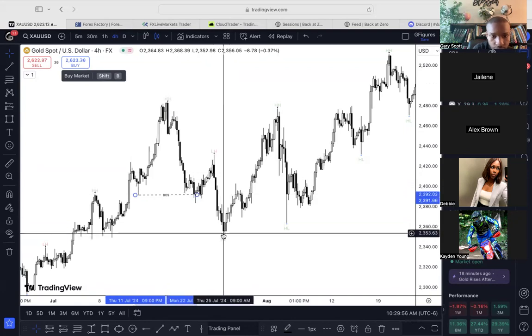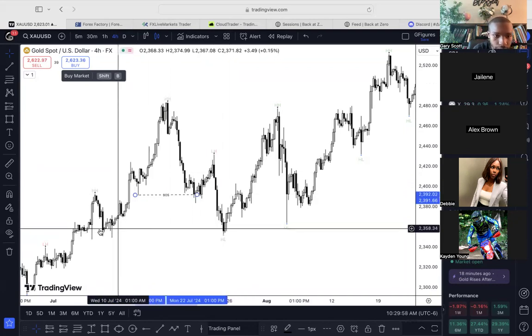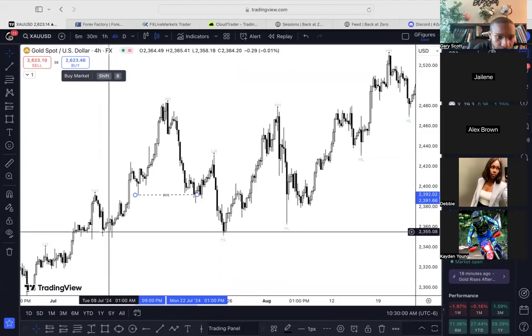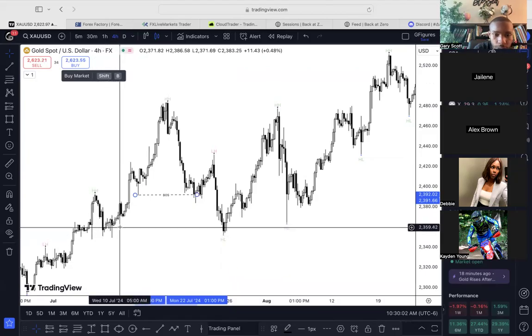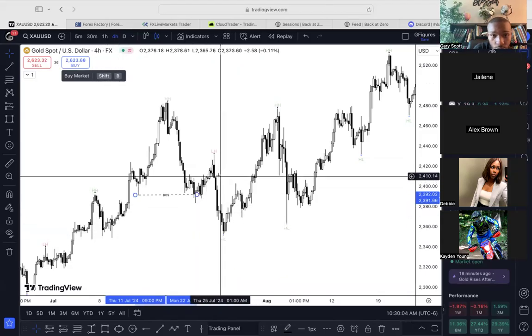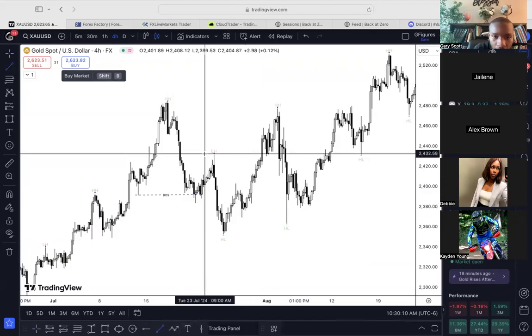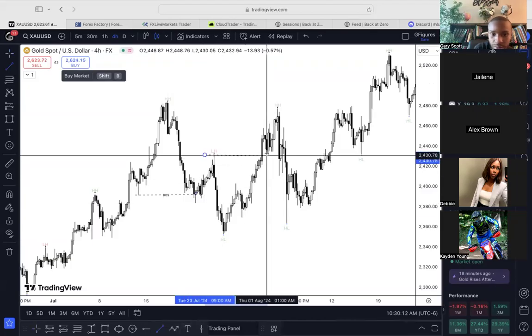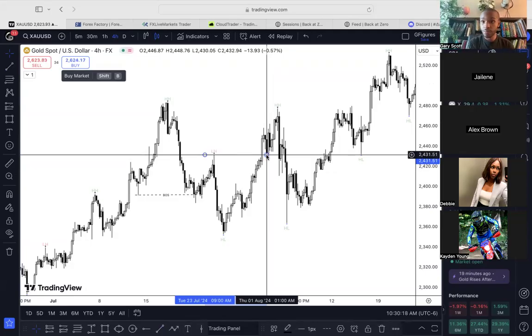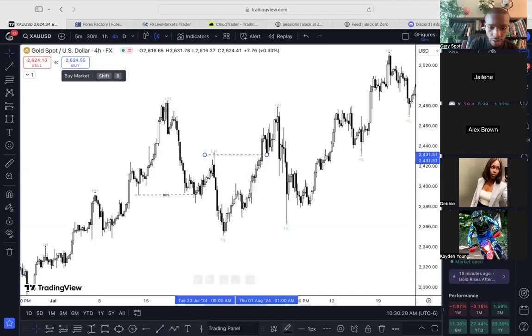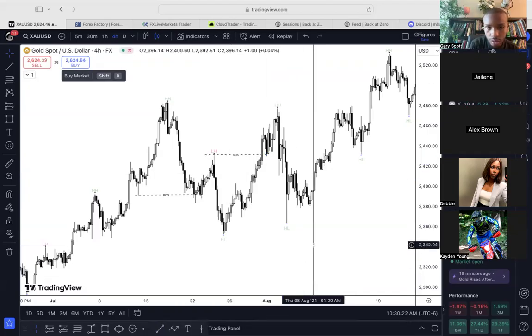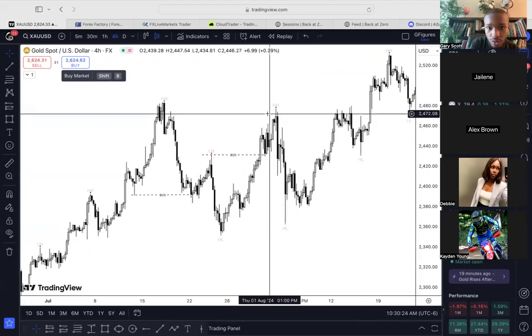Price drops to the downside, but ultimately it does not take out this previous higher low. What it ended up doing is transitioning and taking out a lower high. So the moment that price takes out a lower high, that is grounds for us to be looking to take buy entries. Okay, so you got your break of structure, and you got your new high that was created.